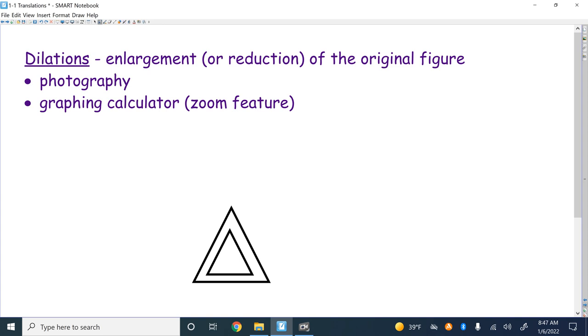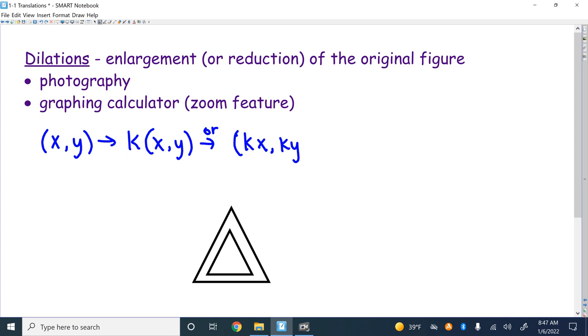Now, the rules for dilation, there are actually two rules that you can use, and then there is a third one that's a little bit different. But with a dilation, the typical rule is you're going to be multiplying by what's called a scalar. So both coordinates are going to multiply by maybe this letter K, and you can put it out in front, or you could put it with both of the variables. Do you put that in the thing that says rules? Yeah, this is the rule.